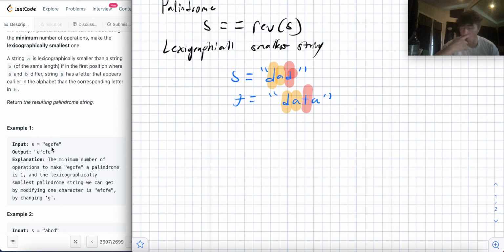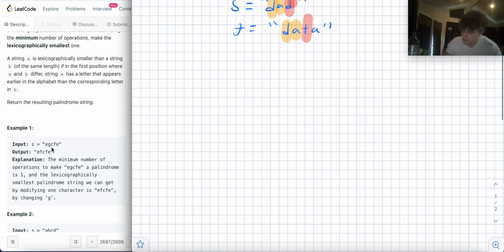Okay. So in this example, we're given S equals EGCFE.